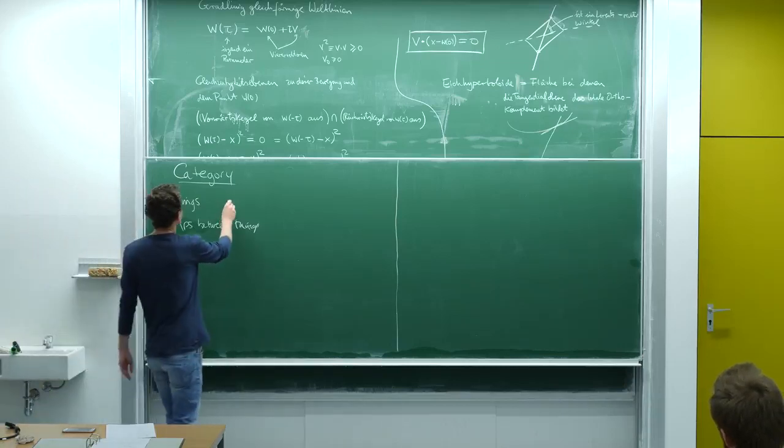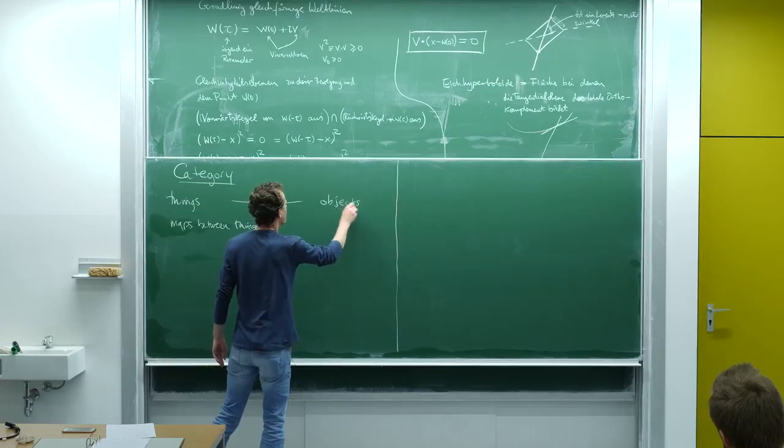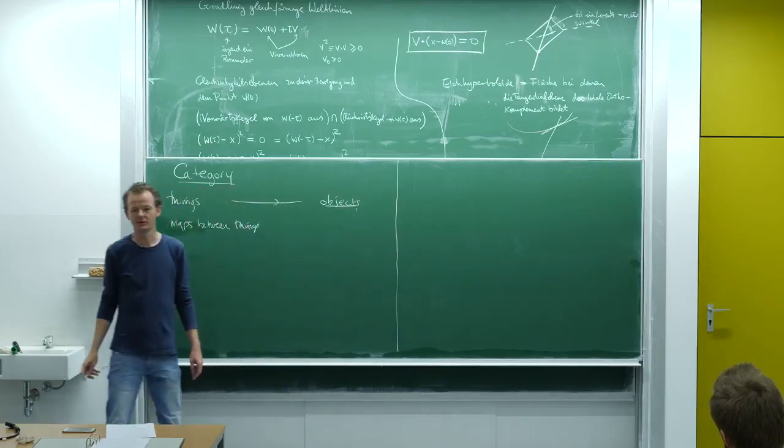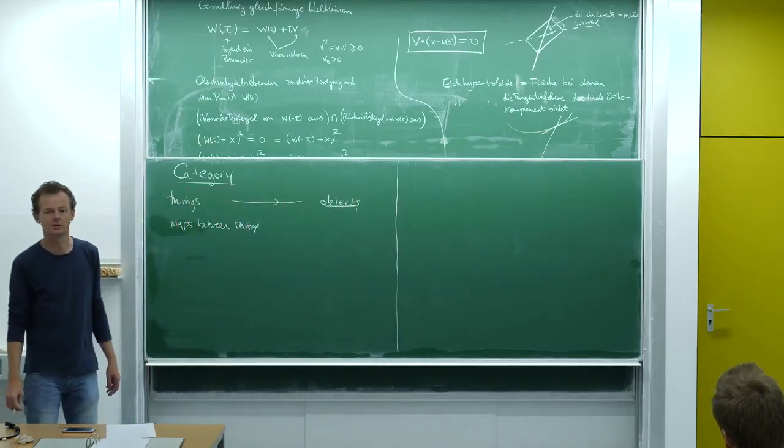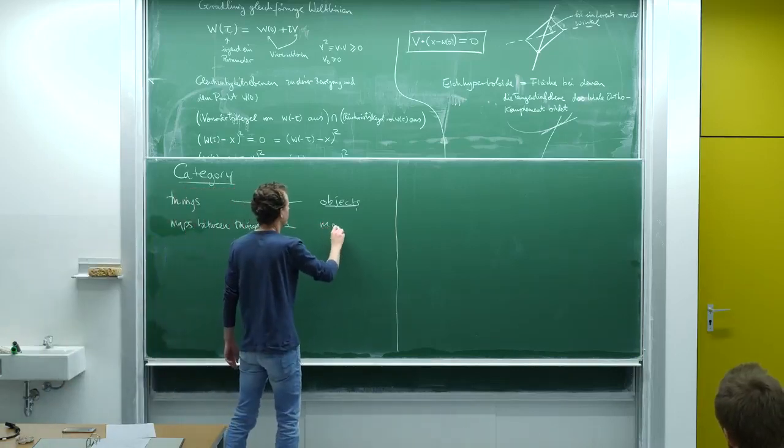Of course the mathematicians don't use the word things, they use a different name for the things. They're called objects in a category. What are your objects? And the maps between things are called morphisms.